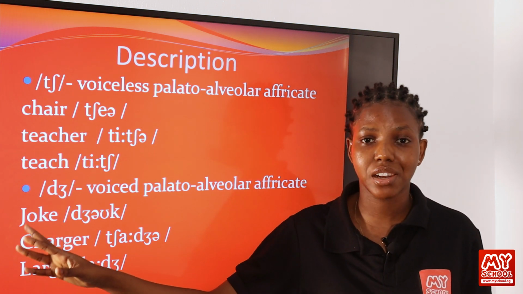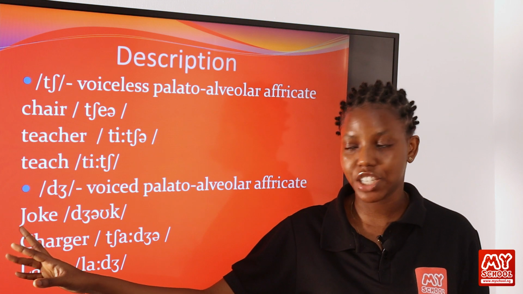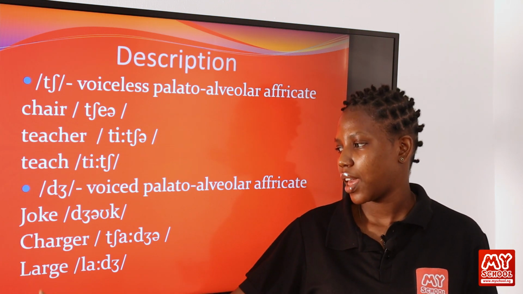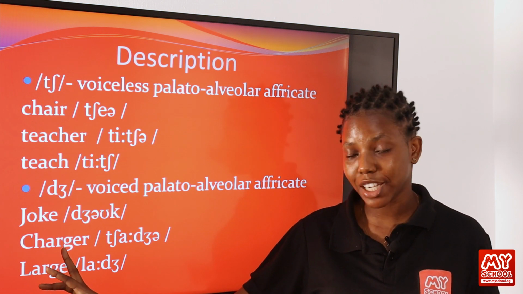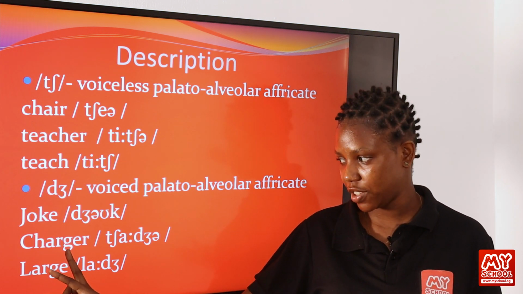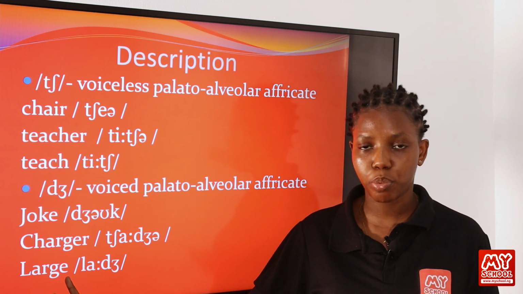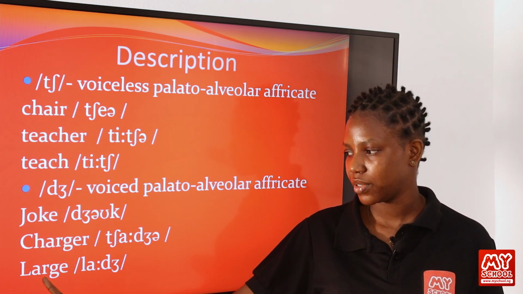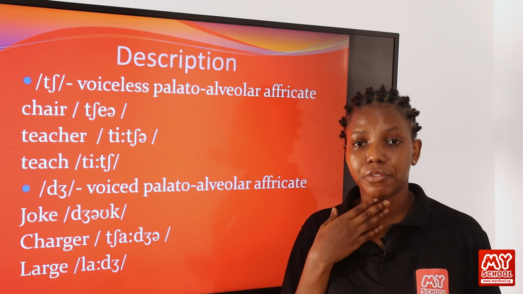Now, we can find that in the word joke, the initial position with the letter of the alphabet J, and we have it in the medial position, the middle position G, and we can have it also at the final position, okay? So we have joke, charger, large, okay? So there's a vibration here.